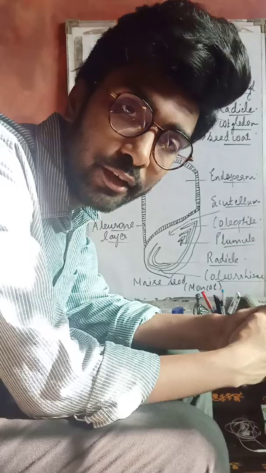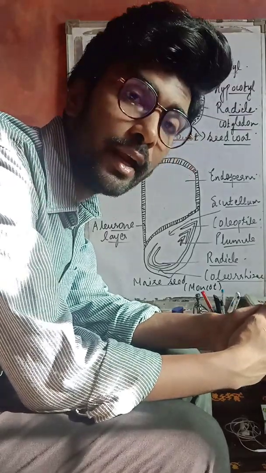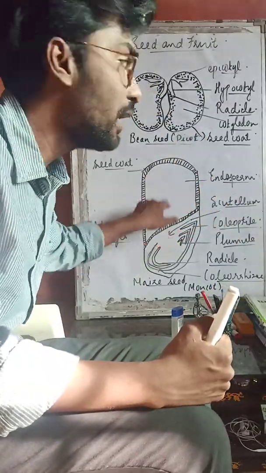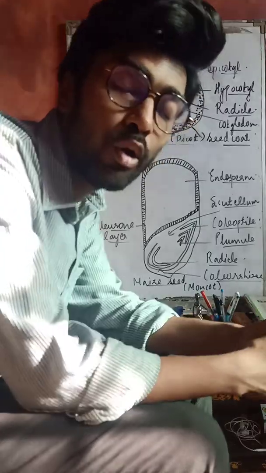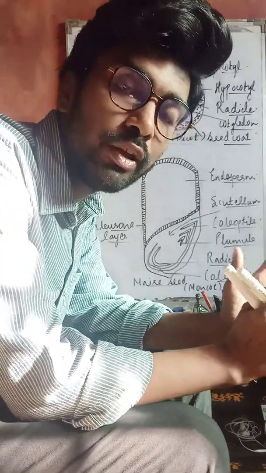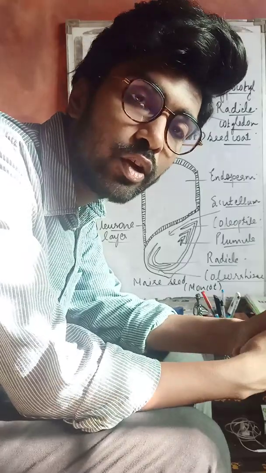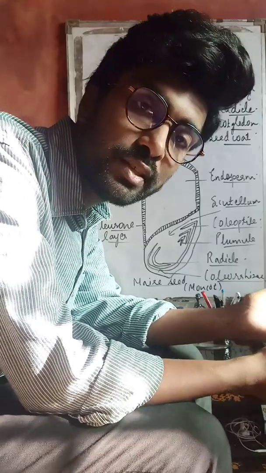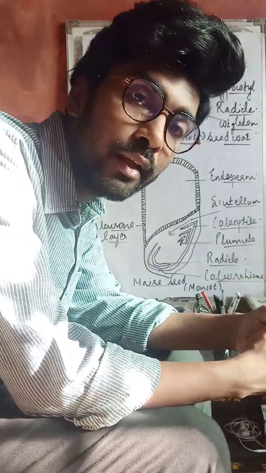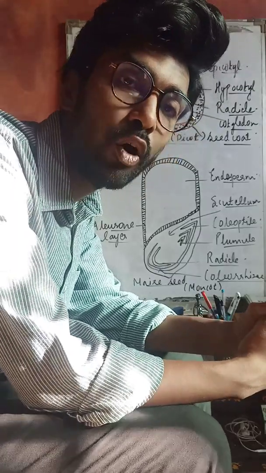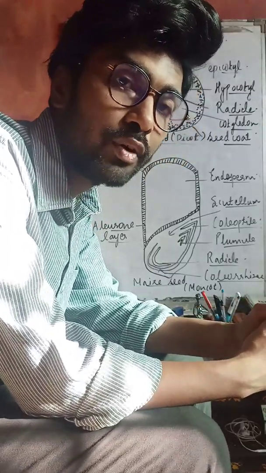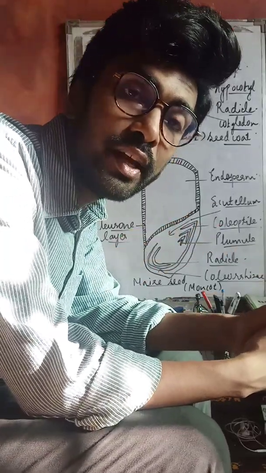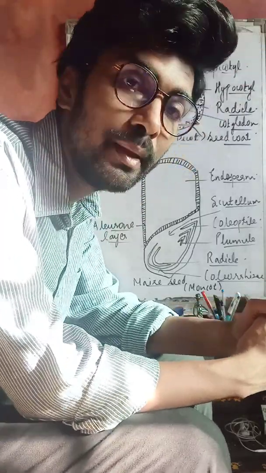Now, on the basis of the endosperm, seeds are of two important types: endospermic seed and non-endospermic seed. What do you mean by endospermic seed? The seed which contains the endosperm, where the reserve food material is stored, is called endospermic seed or albuminous seed. The best examples are maize, castor, etc.